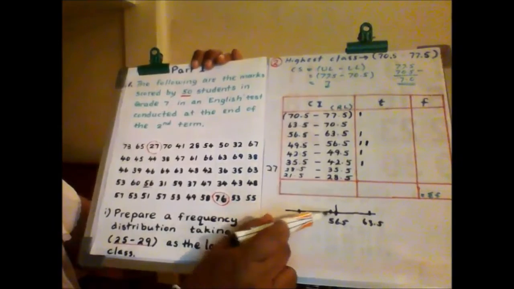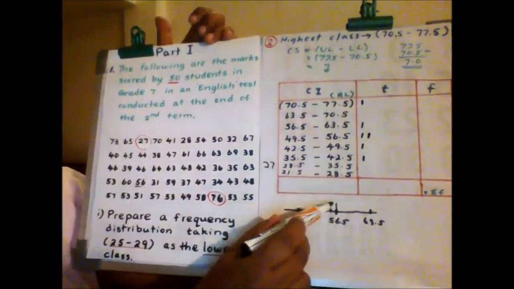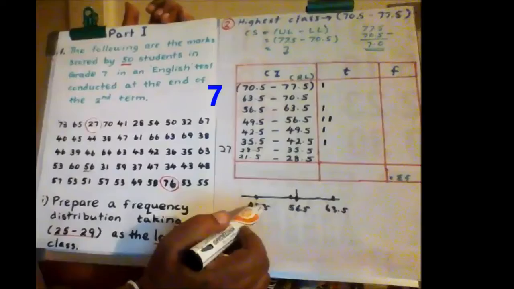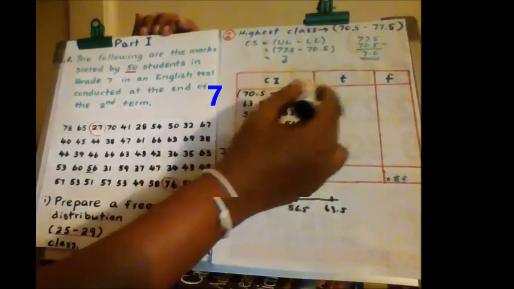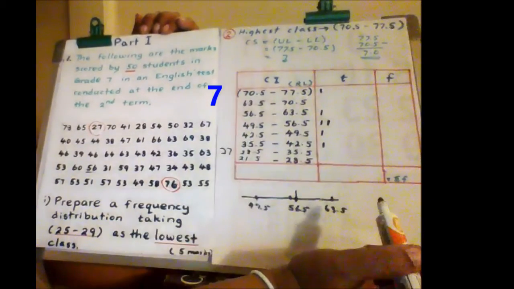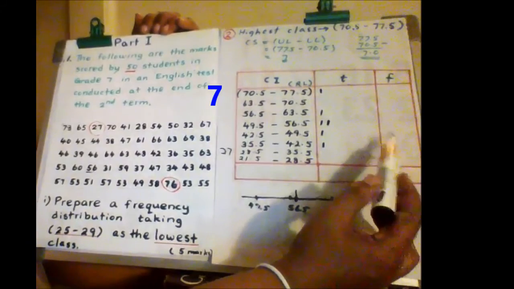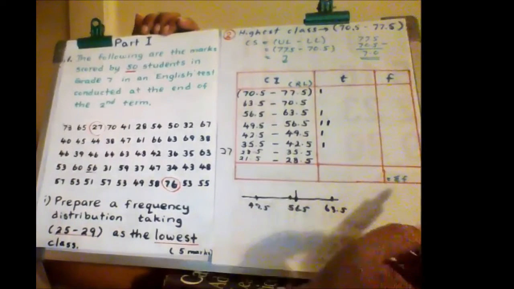It's inside the class, right? Likewise, do all the tallies and then get the frequencies and put the summation value. That's the way you can do with real limits also.